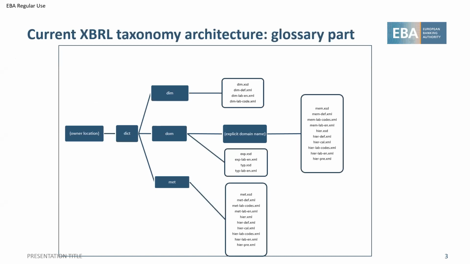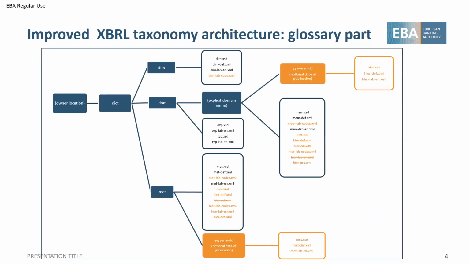So this is the current XBRL taxonomy architecture, as a glossary part, the dictionary part of XBRL terms. In the dictionary glossary part, you see there are three parts: dimension, domain, and metric. We just list the different items under different folders, and there's no versioning on this part. But we know that in the DPM Refit, we now introduce the versioning of the dimensions, domains, metrics, and the hierarchies. So this will lead to some changes in the taxonomy architecture, but not too many. The changes are quite limited.